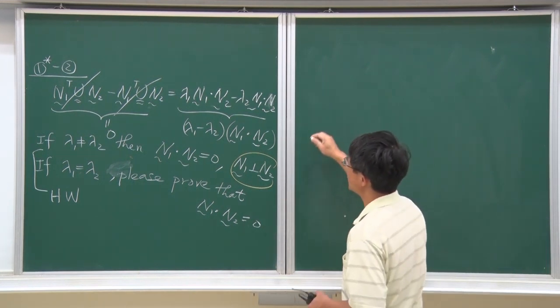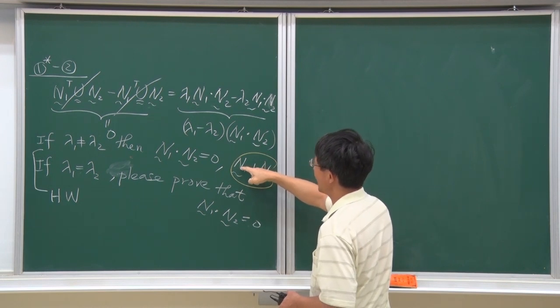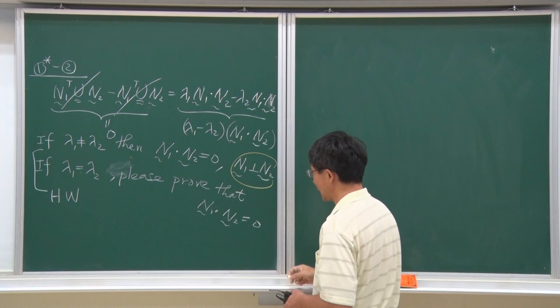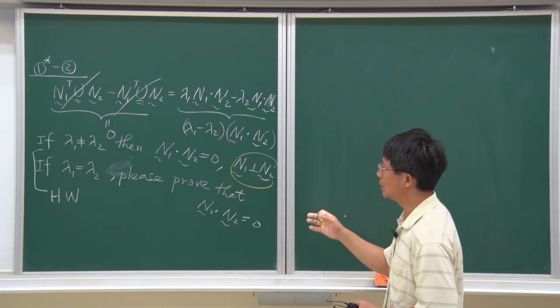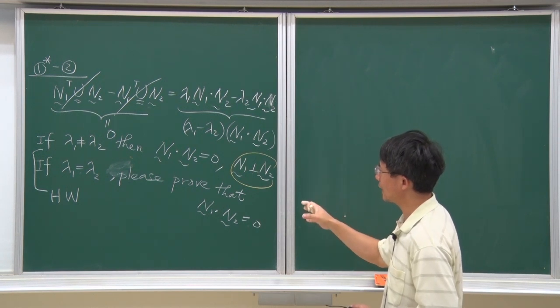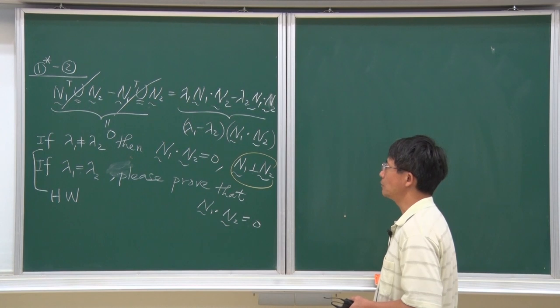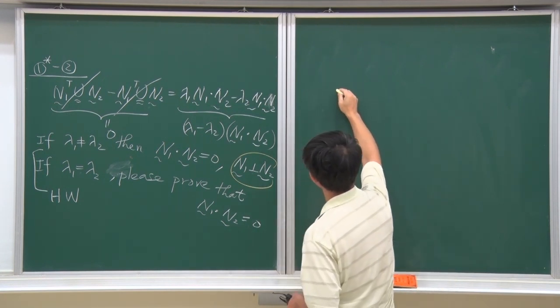Okay, let me continue my calculations. Here, we already know that the eigenvectors of the symmetric matrix are perpendicular to each other. And then we want you to have the idea that the deformation of U has no rotation at all. So let us consider.